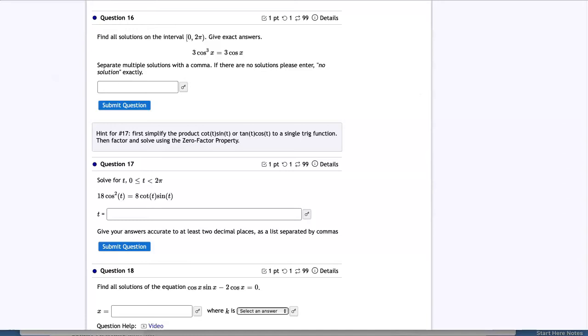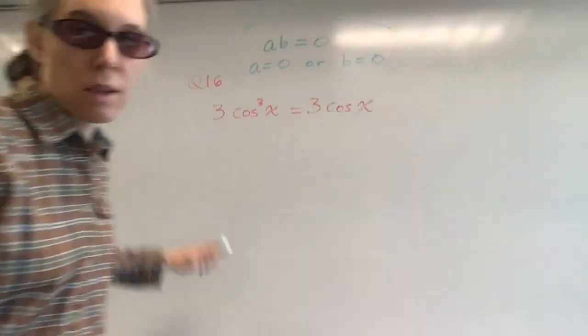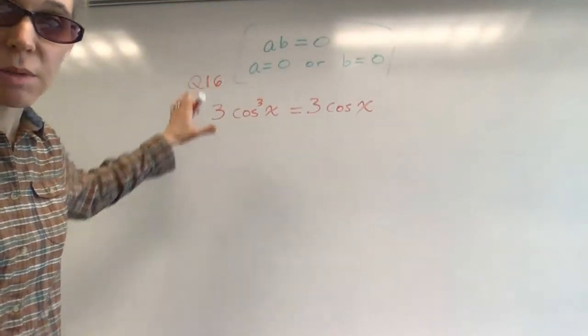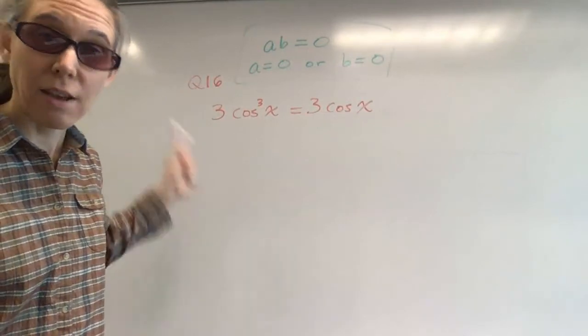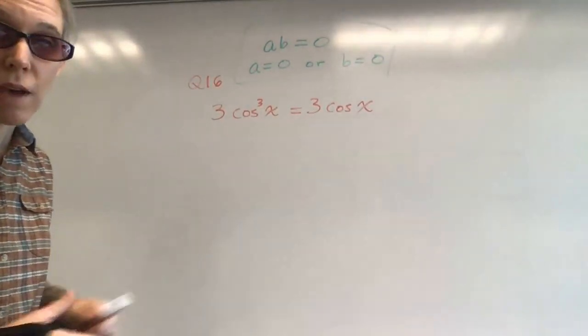Okay, so let's take a look at question number 16 now. We're in radians. We're going from 0 to 2 pi, and we have to solve this equation. So let's do this up on the board. Here's the equation. We're still going to be continuing to use the zero factor property. So what I want to do is get everything on one side and then factor the GCF.